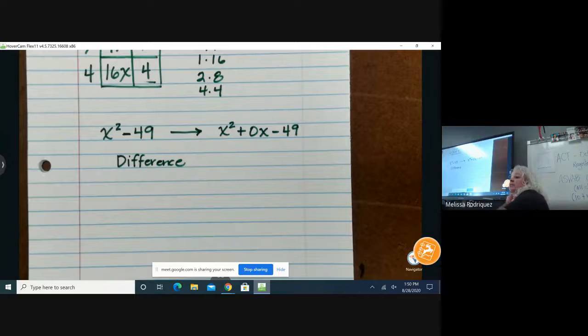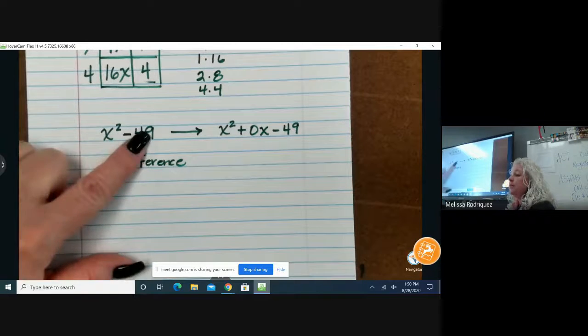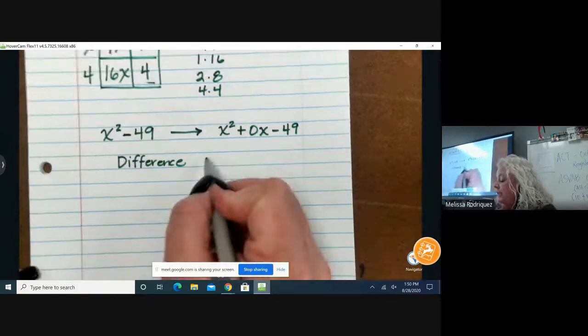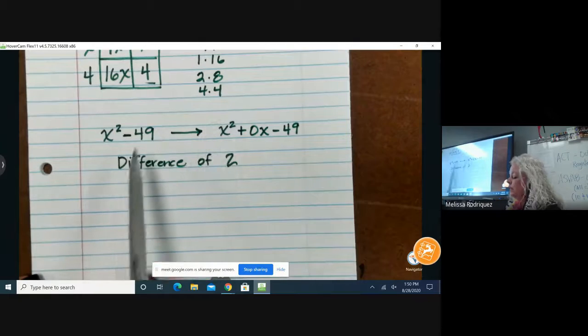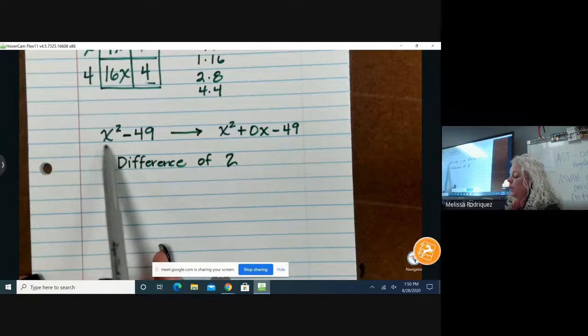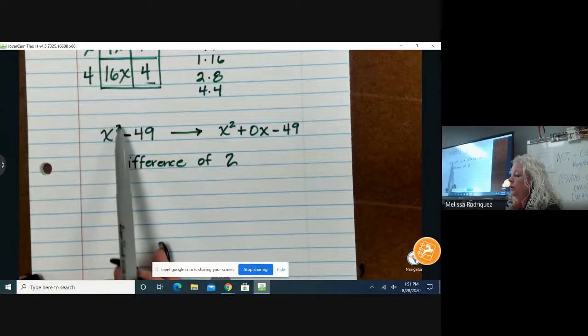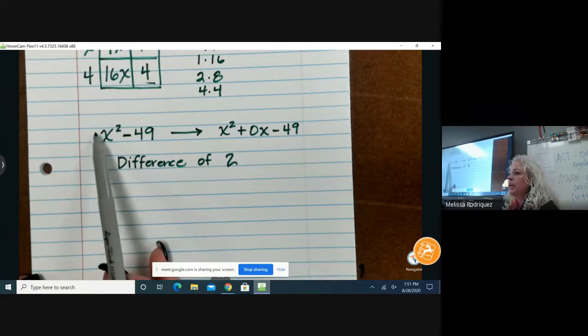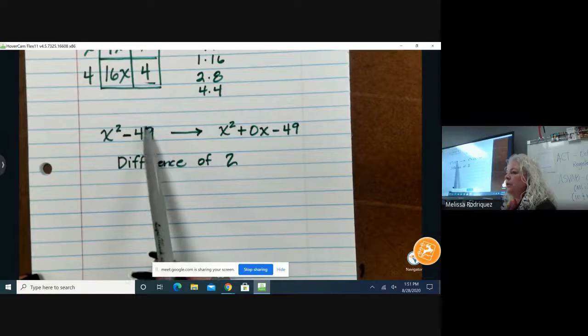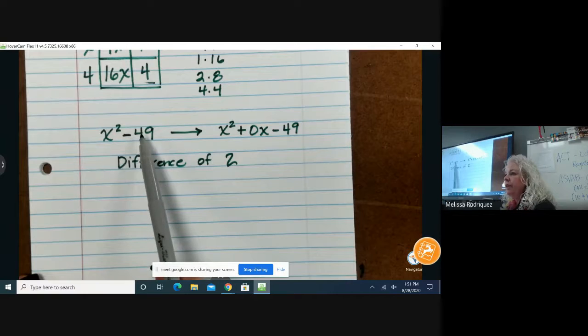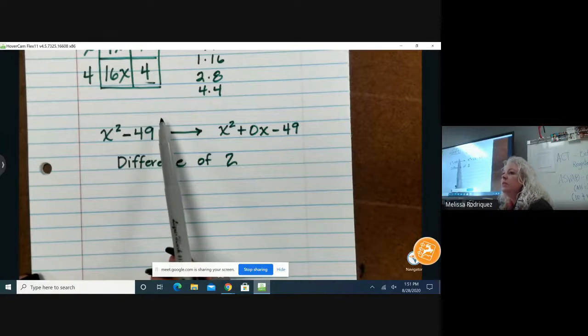Difference, right? If I'm going to find the difference of something, I am subtracting. This is the difference of two somethings. So there's two terms. It's the difference of two somethings. Now, those somethings are very specific. What do you have to multiply together to get an x squared? An x. X times x is x squared, correct? What do you have to multiply together to get a 49? A 7. So 7 times 7 is 49.